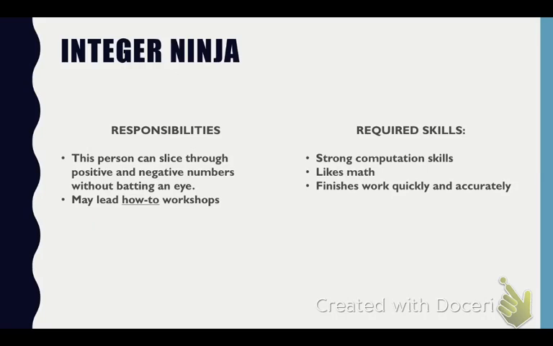Now, the integer ninja is a person that can slice through positive and negative numbers without batting an eye. So you've got to be good at positive and negative numbers. That means you have to have a really good understanding of them. Hopefully you can already add and subtract, maybe multiply and divide them, or you're really close. You might be required to lead some how-to workshops. And the required skills to be an integer ninja is to have some strong computation skills.